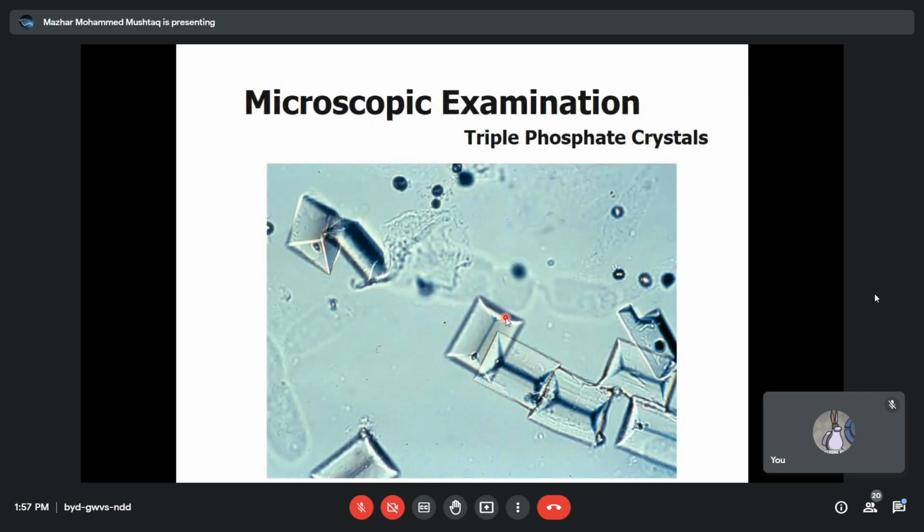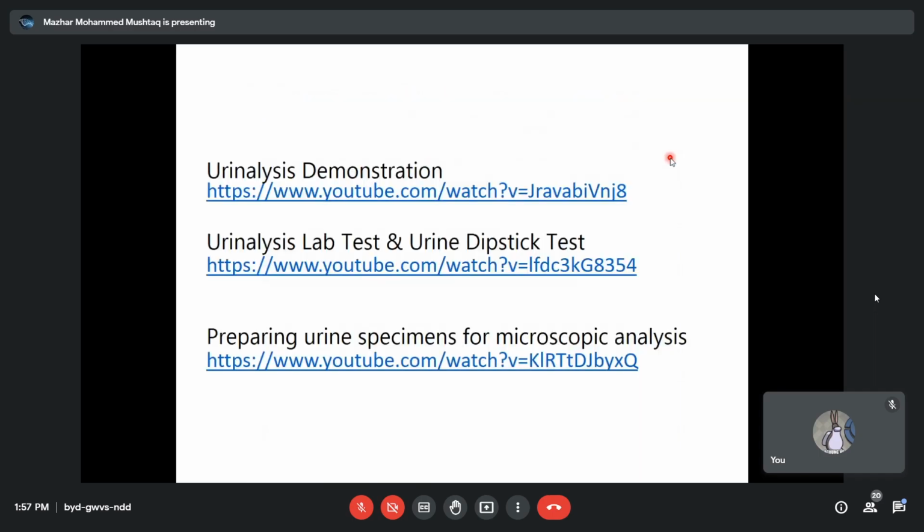Now, this is a triple phosphate crystal. You can see this also looks more like an envelope or some sort of diamond-like thing, but it is more like an envelope. When there is a breakdown of muscle tissue, the phosphate can come out in a large quantity. You can clearly see them under the microscope. So this is about it.